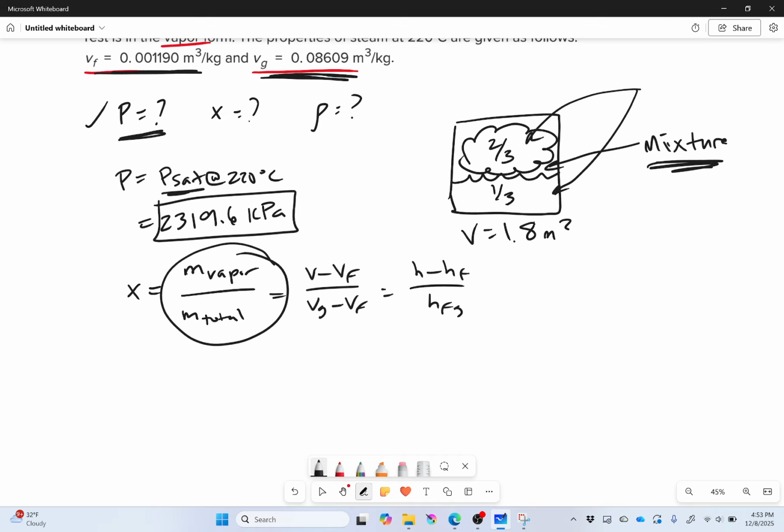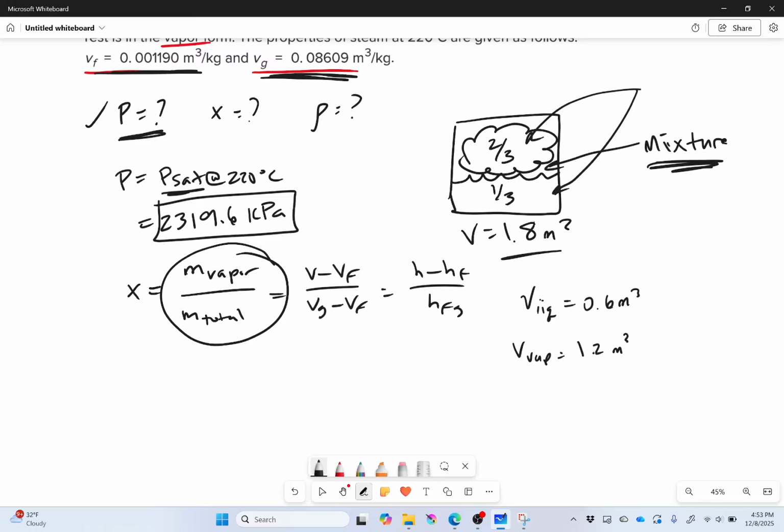So first off, my volume. You can see that it's 1.8 meters cubed. It says it's 1/3 liquid. So I can say that my volume liquid is going to be equal to a third of that, so it'll be 0.6 meters cubed. And my volume vapor is going to be equal to 1.2 meters cubed.